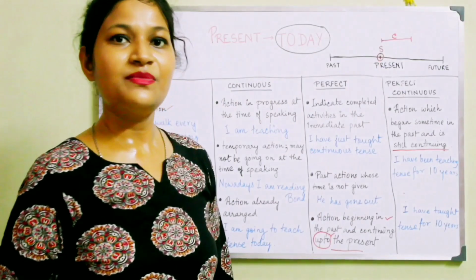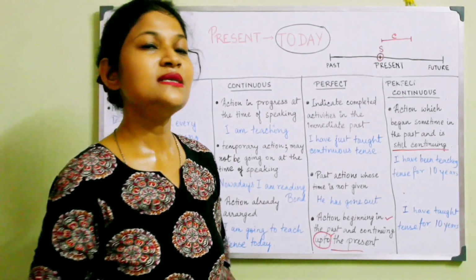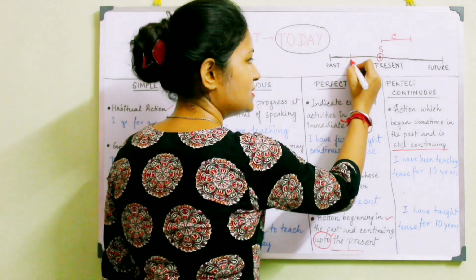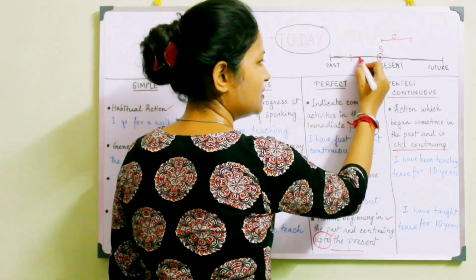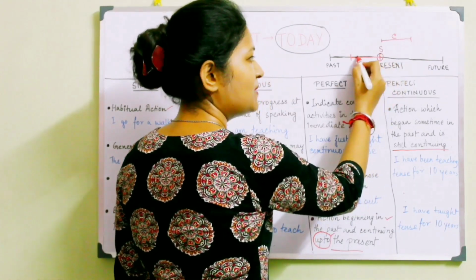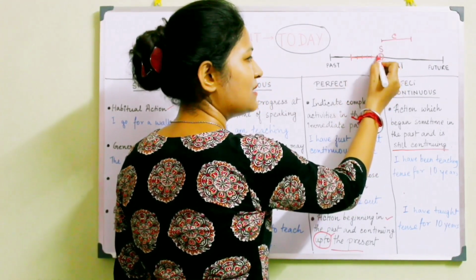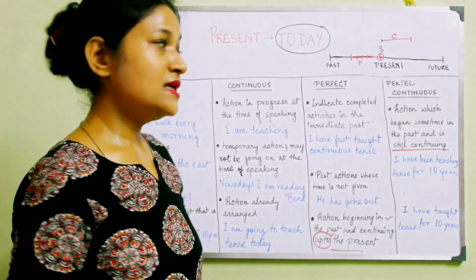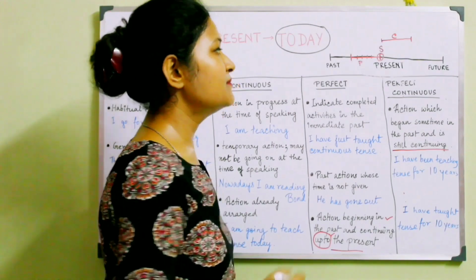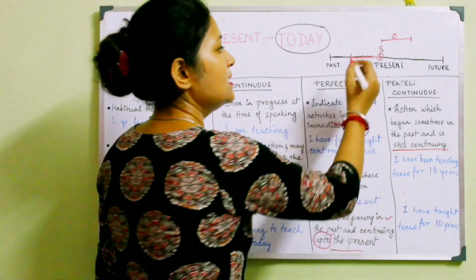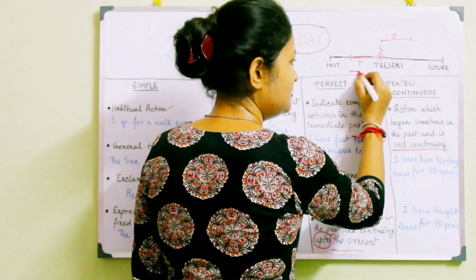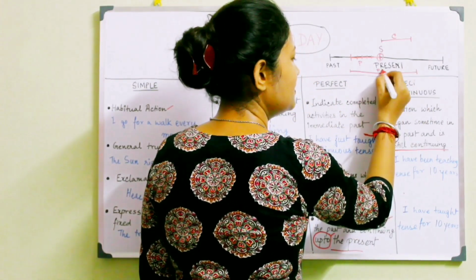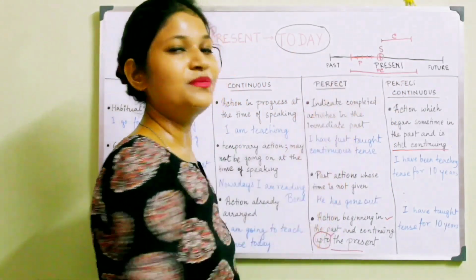The perfect tense always takes place sometime in the past and continues up to the present. So it will begin sometime in the past and will continue up to the present. It may end anywhere in between, but the maximum time limit is up to the present. So this is the perfect tense. And the perfect continuous tense, the present perfect continuous tense, begins sometime in the past. It continues through the present into the future. So this is the time frame for the perfect continuous tense.